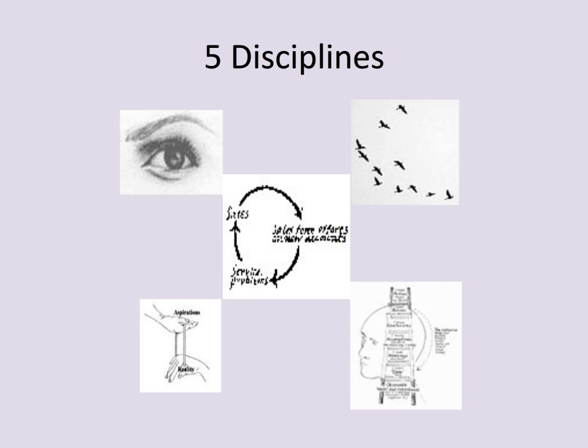So let's get started talking about the 5 disciplines of a learning organization. From top left to right is shared vision. It's the image of the eye. The next one's team learning. The bottom left is personal mastery. Bottom right, mental models. And what connects all of these is systems thinking.